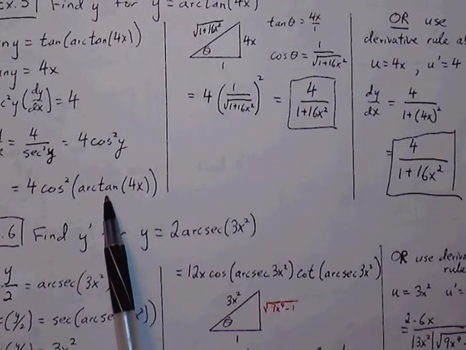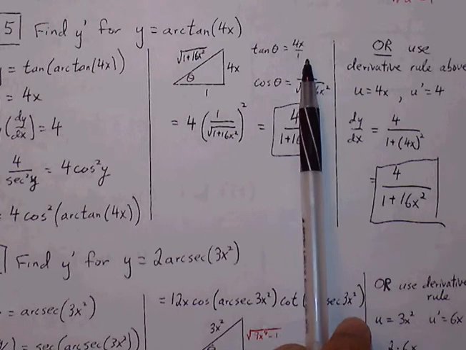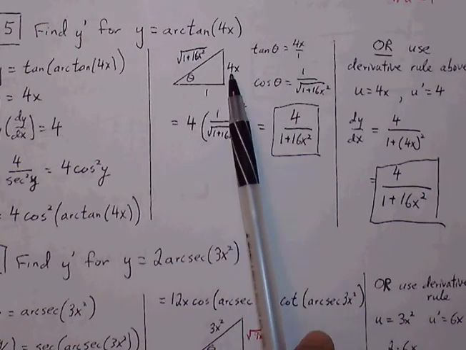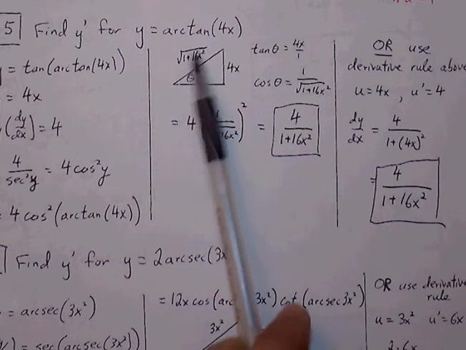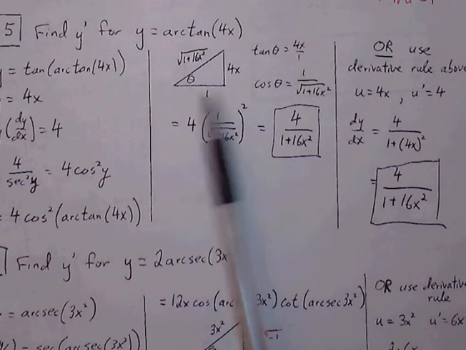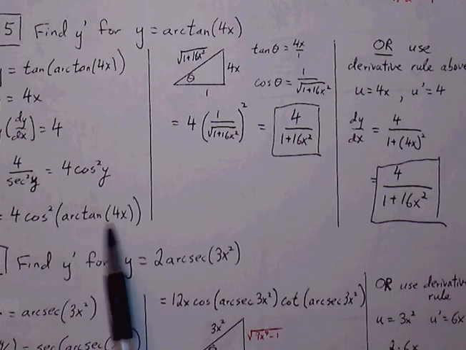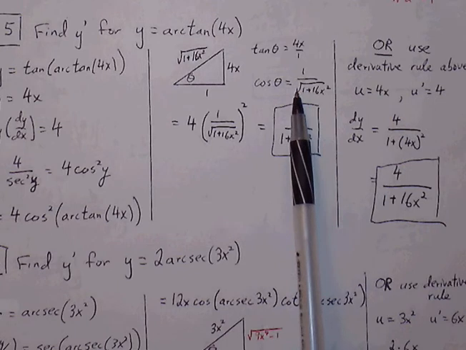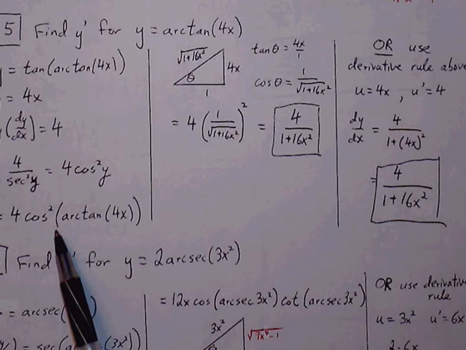So arc tangent of 4x can be thought of as tangent of theta is equal to 4x, 4x over 1, opposite over adjacent, so 4x over 1. Use Pythagorean theorem to find out the hypotenuse in terms of x, so square root of 1 plus 16x squared. So now we want to find cosine of theta. So cosine of theta is simply adjacent over hypotenuse, so 1 over square root of 1 plus 16x squared. But we don't want to forget we have to square that, right?